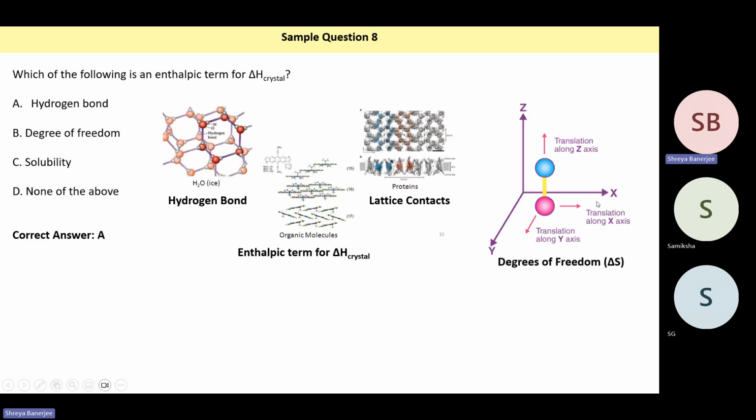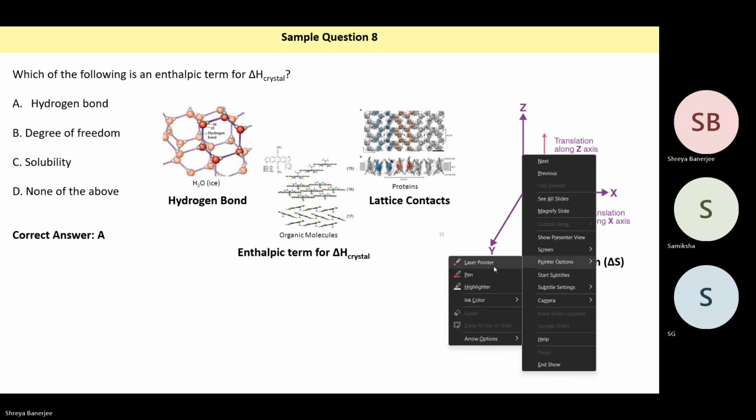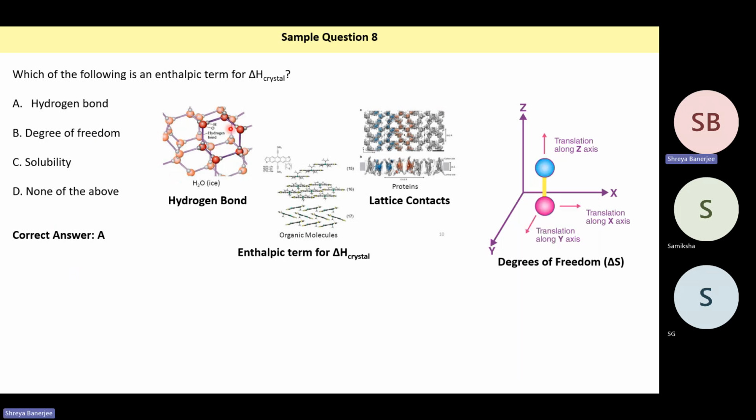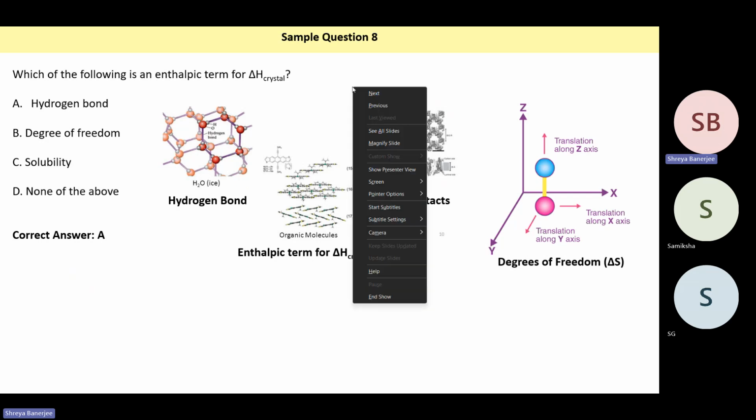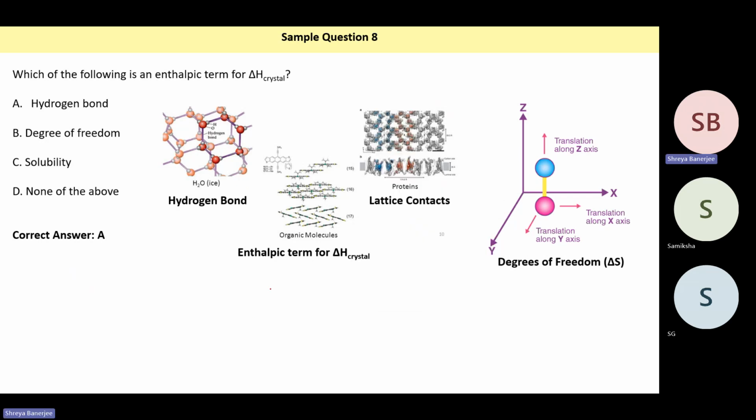When you have a crystal, you can have hydrogen bonds inside the crystal, and you can have lattice contacts. The crystal is stabilized by hydrogen bonds. Suppose you have one protein molecule, another protein molecule in a crystal, there can be hydrogen bonding between them, which is stabilizing the structure of the crystal. There can also be van der Waals interaction and everything. So these contribute to the enthalpy.